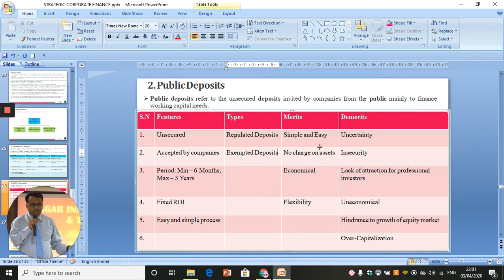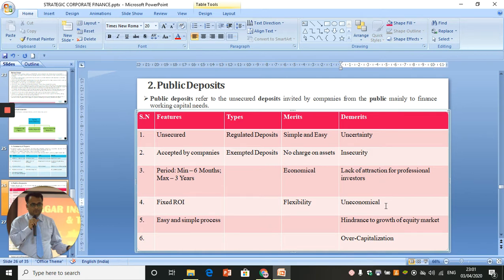Then merits: simple and easy, no charge on asset because it is unsecured, economical, it is flexible. Demerits are uncertainty and insecurity. Uncertainty because it is unsecured, you never know what will happen in the future. Insecurity always prevails because there is no security. Then lack of attraction for professional investors. Professional investors don't get attracted to this because they don't offer that much return when it comes to trading in the stock market also, etc.